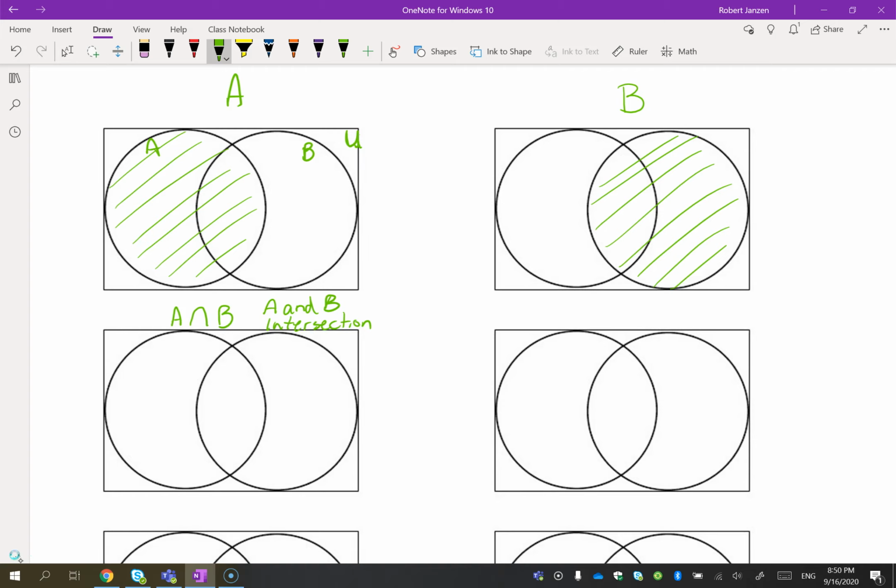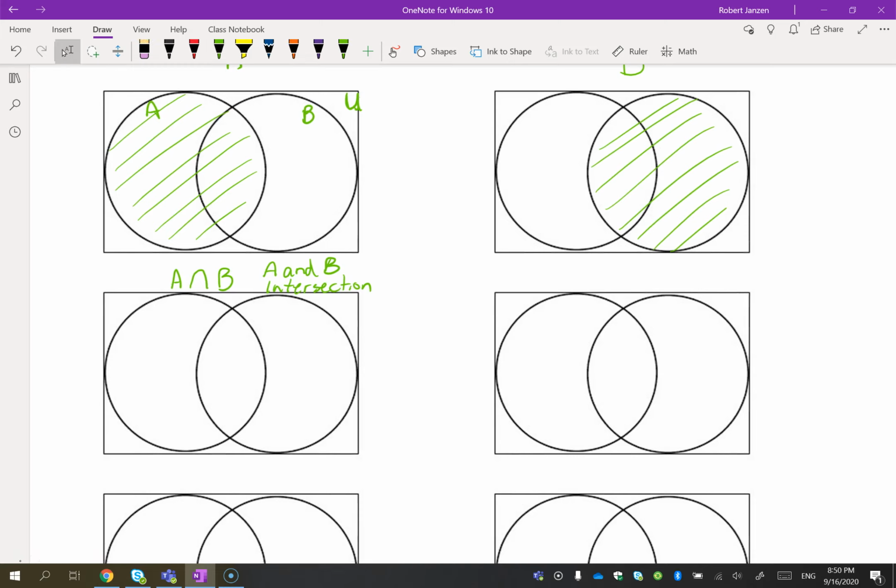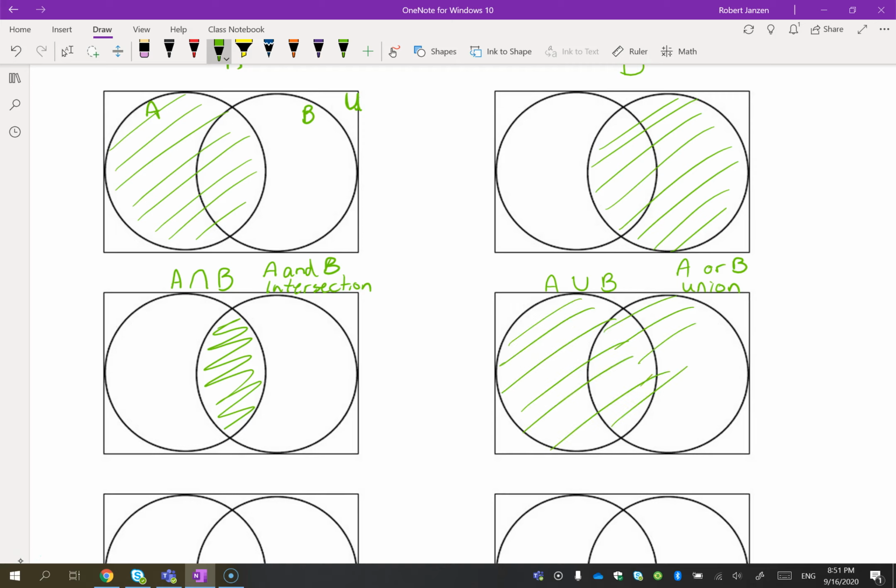So what is A intersection B? In other words, where do they overlap? Where did both happen? That's right here. Then we also have A union B. This means A or B, and we use the word union. This is going to be A or B, so it includes everything in those sets. Another way of saying that is A or B or both.